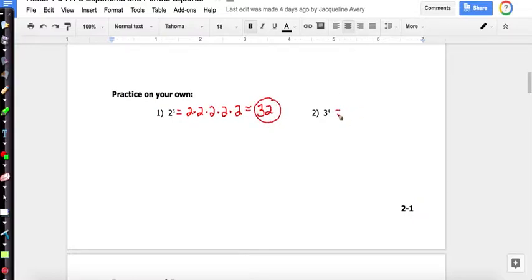Now, 3 to the 4th power, the base is 3, and the exponent is 4, so I'm going to write 3 4 times. We know that 3 times 3 is 9, 9 times 3 is 27, and 27 times 3 is 81. Okay, let's move on to the second page of our notes.